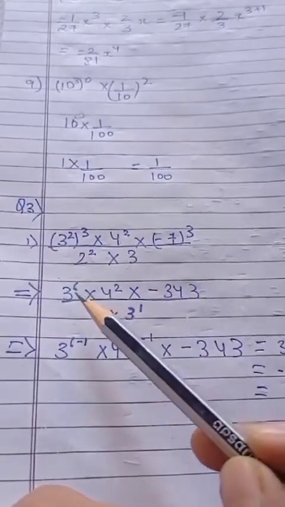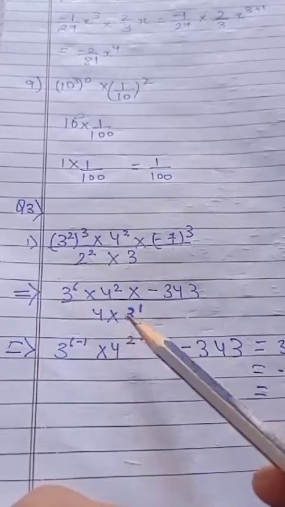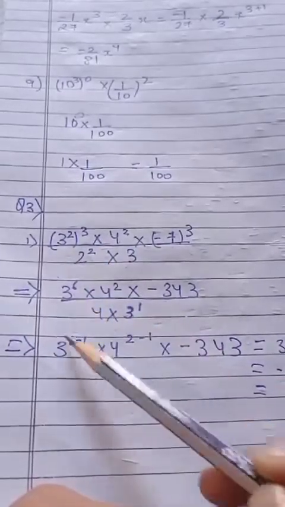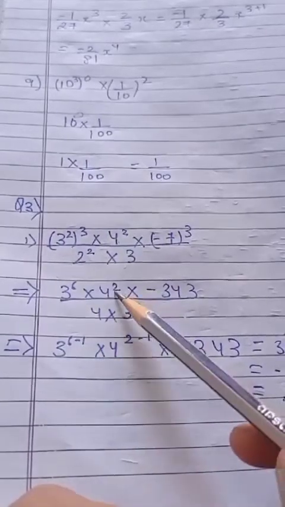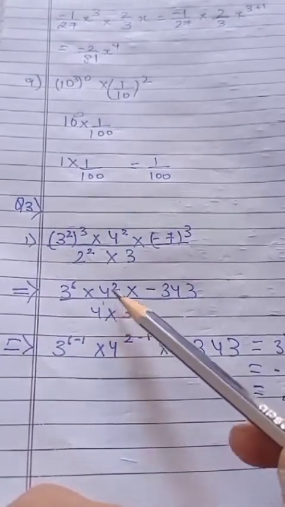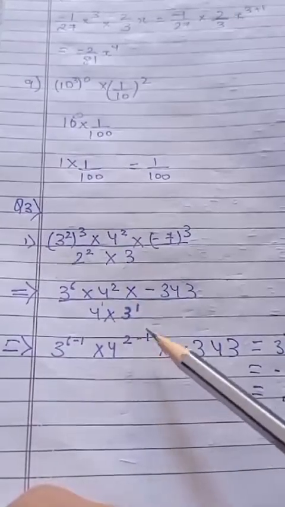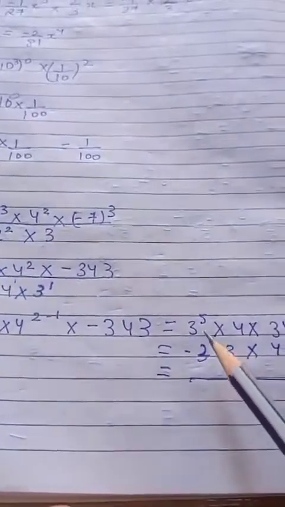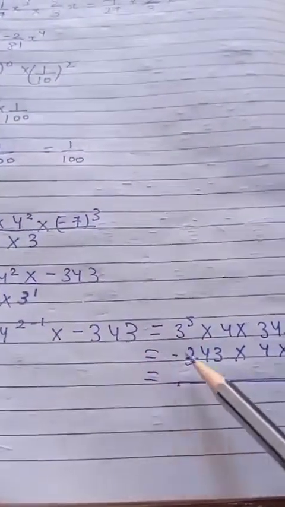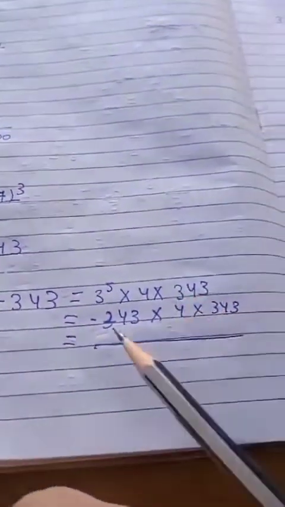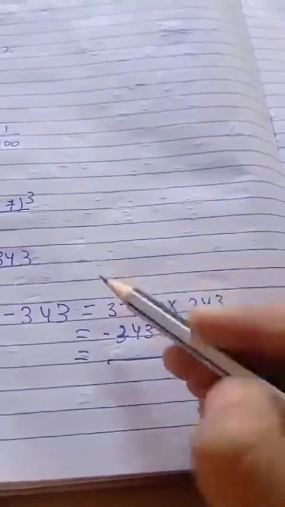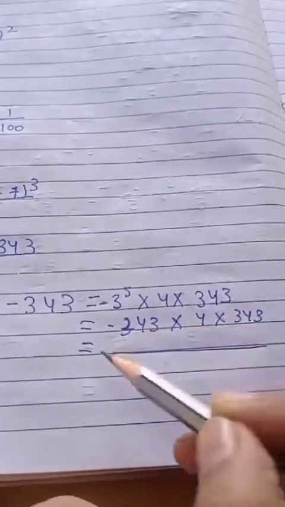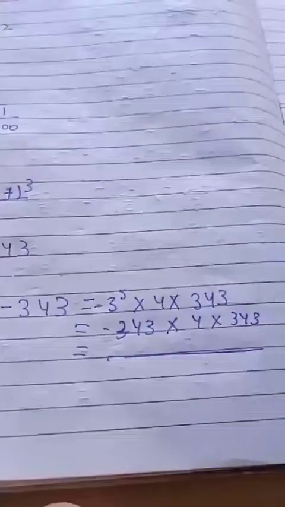Now, beta, see the bases. Which bases are same? This base and this base is same. Clear? And they divide each other. One in the numerator, one in the denominator. So powers will subtract: 4 power 2 and here the power is 1. Again they divide, 4 power 2 minus 1 into minus 343. So 3 power 6 minus 1 will become 3 power 5. 4 power 2 minus 1 will become 4 into 343. So you have to multiply this. Clear? The answer will be negative because this term was negative. So whatever answer you obtain from the multiplication, you write here.